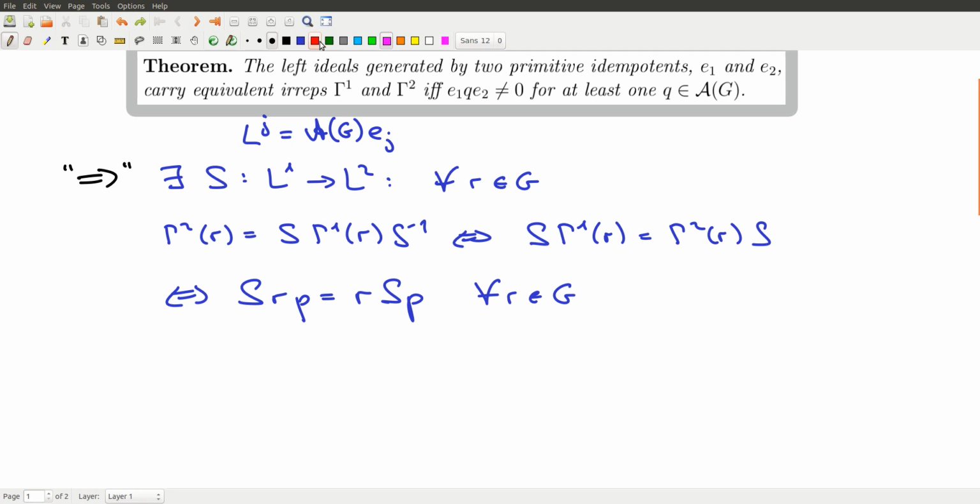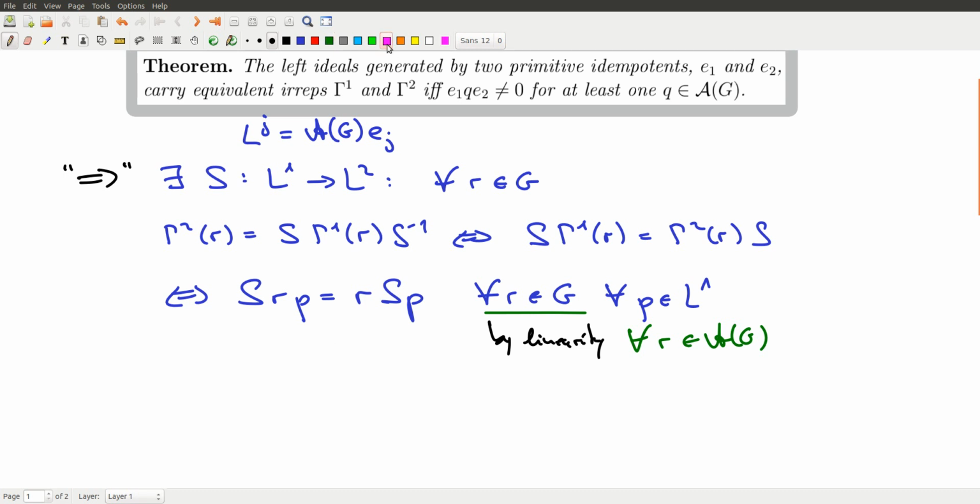And for all P in L1. So then we have the representations on L1 and L2 here again. This one is in L1 and this one is in L1. So the S acts on L1. But actually we can extend this S by linearity. This holds, say by linearity, this holds for all R in the group algebra. If this is true for all R in the group, then by linearity we can go to the group algebra.